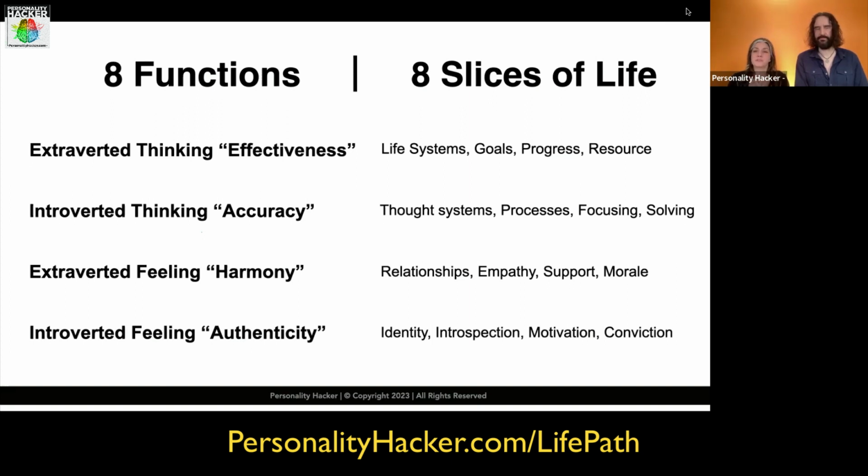And if we lack introverted feeling or authenticity, we lack purpose, right? We lack a relationship to self. We might have everything else on lock. Everything else is fine. But then we just kind of go, but who am I and why am I doing anything, right? So each area is crucial and necessary.